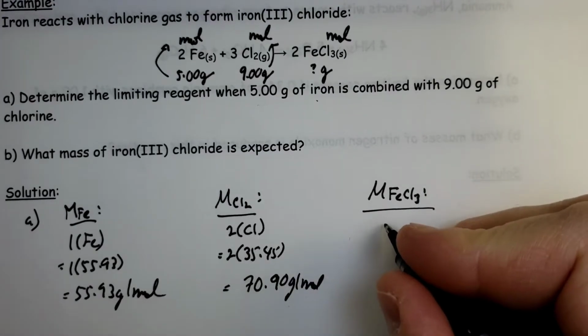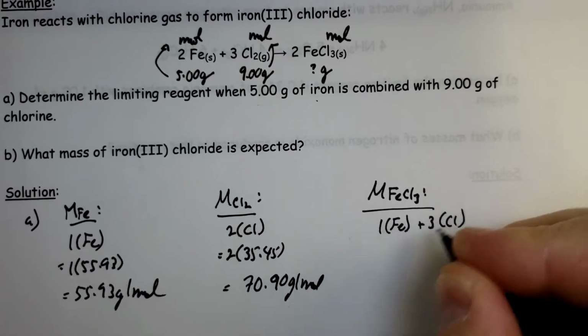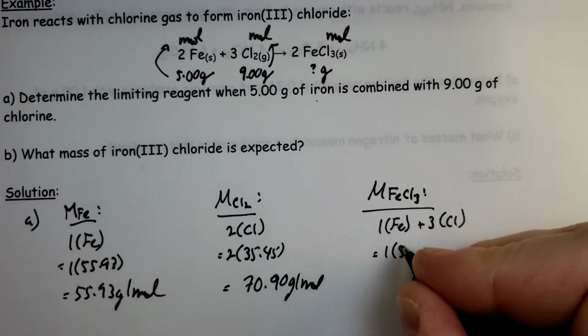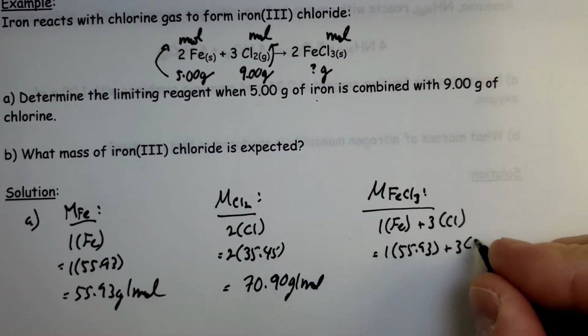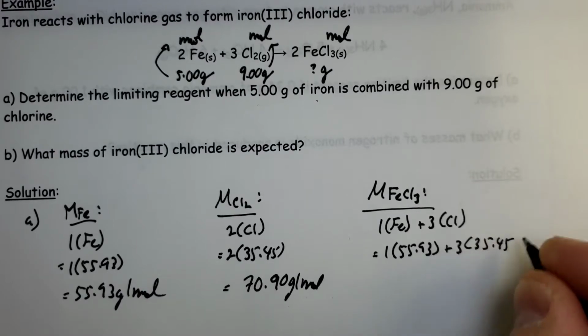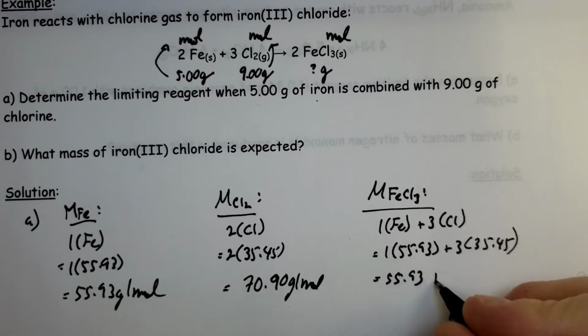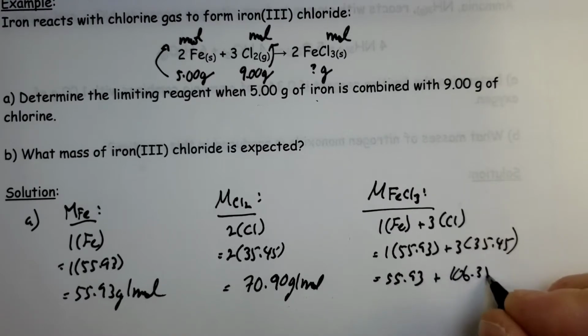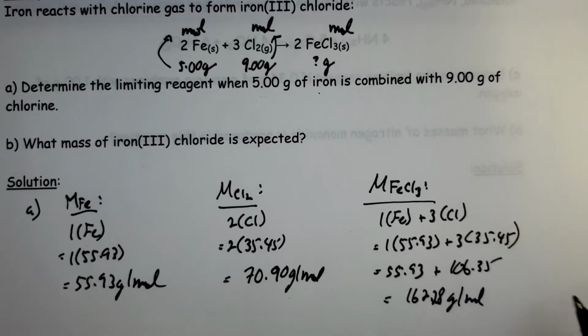And then lastly here, iron and chlorine. 55.93 is iron. Chlorine again, 35.45. So 162.28 grams per mole. All right, so convert each of these to moles now.